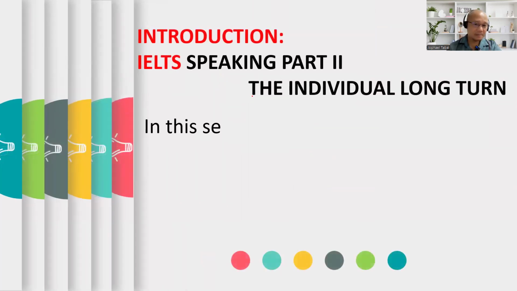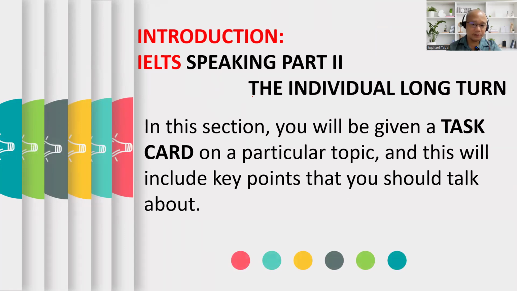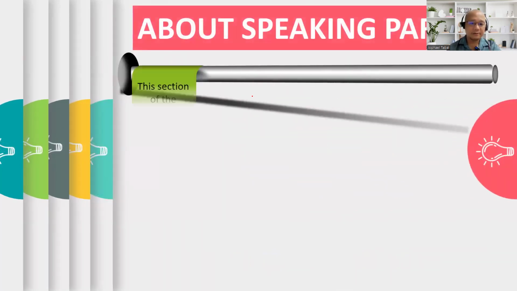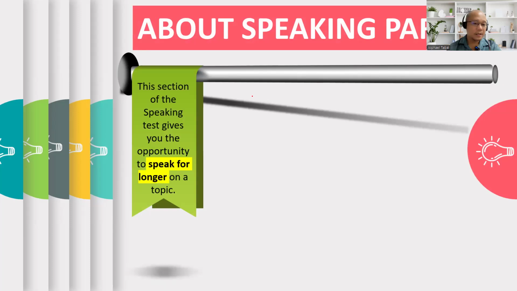This is called the individual long turn because you will have a cue card in which you're going to describe certain topics. So describe a certain place, describe a certain event, describe a certain thing or person, etc. And again, as we have mentioned earlier, in this part you have to speak longer, that is for about 1 to 2 minutes.